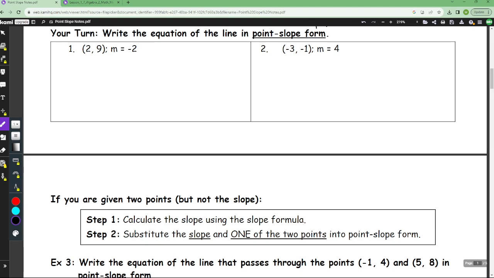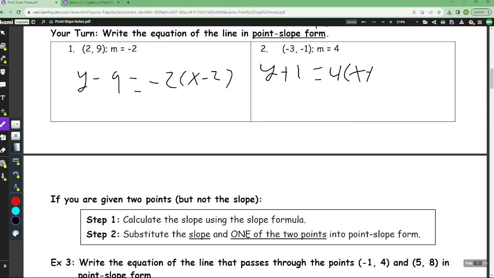So if we plug that into our equation, we'll just go a little quick here. Y minus 9 equals negative 2 times the quantity of x minus 2. Then number 2, plug it in, we'll get y plus 1 equals 4 times the quantity of x plus 3. And that's just plugging it into x sub 1 and y sub 1.